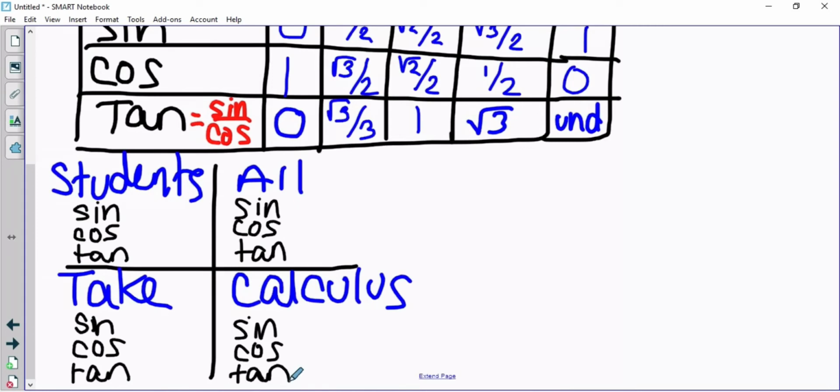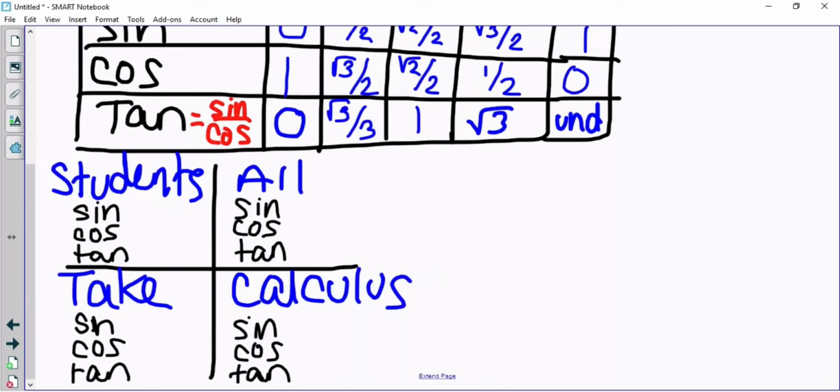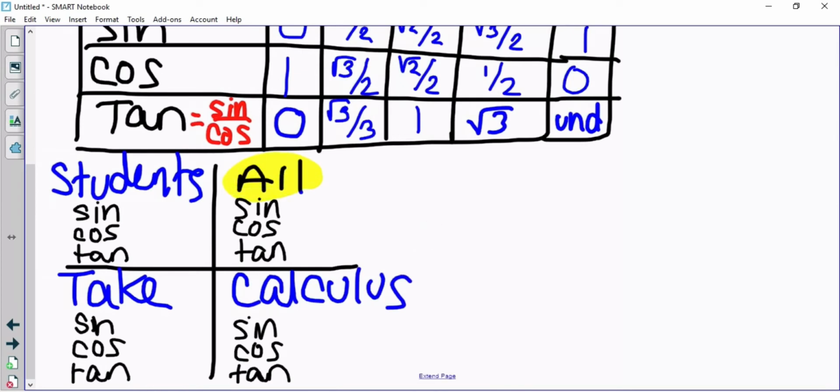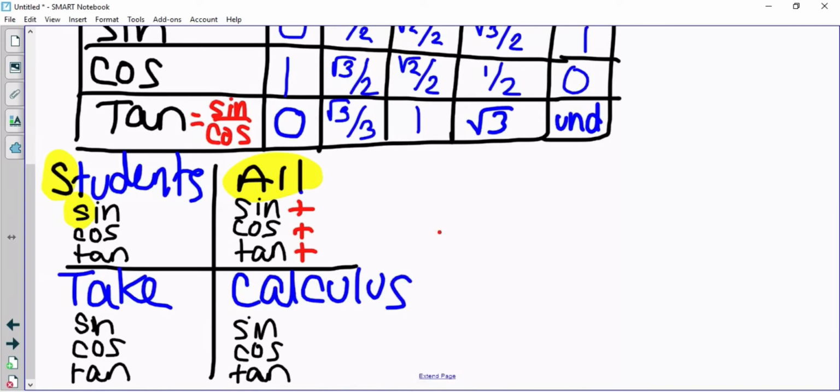Okay, now what All Students Take Calculus does is tell you whether your answer is going to be positive or negative in a certain quadrant. Since All is in the first quadrant, all of my trig terms are going to be positive in the first quadrant. In the second quadrant, I see the word Students. It starts with an S, so does sine. That tells me that sine is the only one that's going to be positive. My other ones are going to be negative.